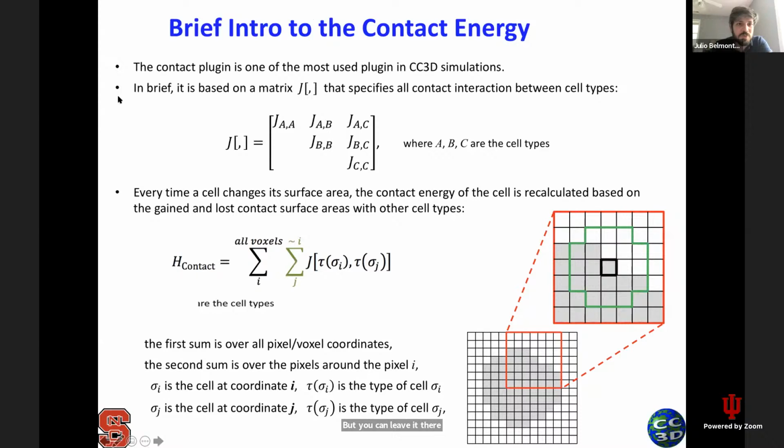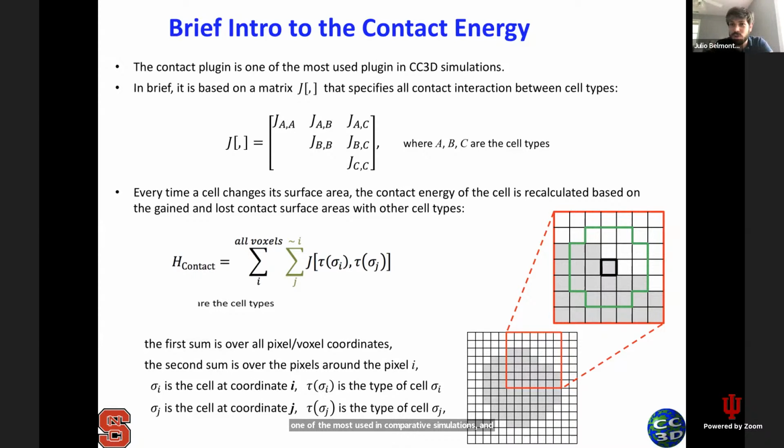So what's going on in the simulation in terms of energies? You have the volume term, which we already saw how it works. It just makes sure that the cells do not disappear and that they all have the same volume. But another thing going on is that the cells interact with the neighboring cells through the contact energy term. This contact plugin is one of the most used in CompuCell3D simulations, and it's quite different from the other ones.